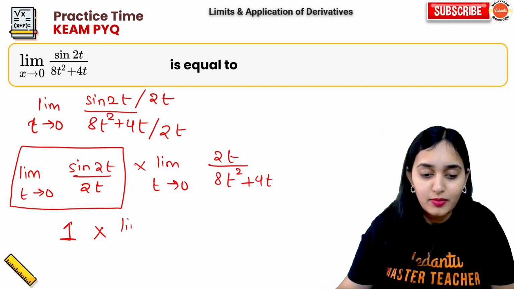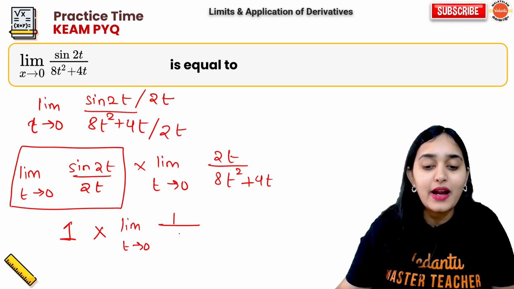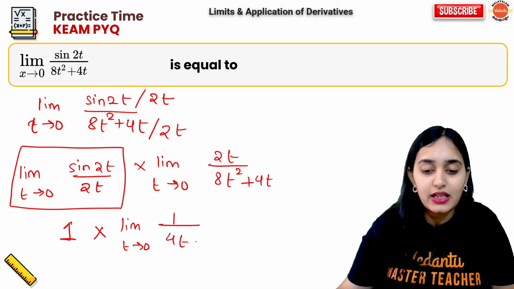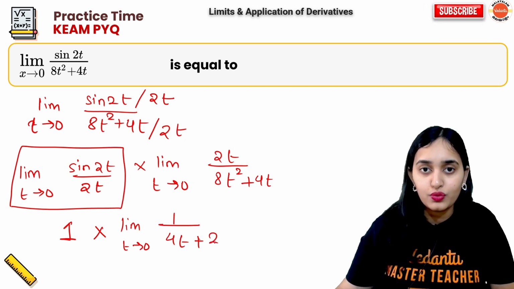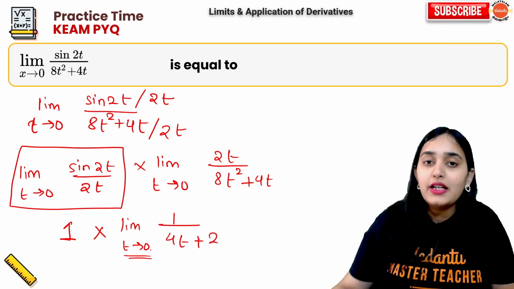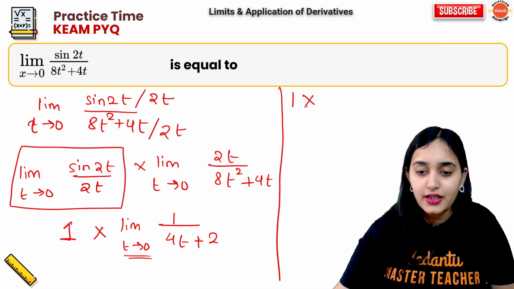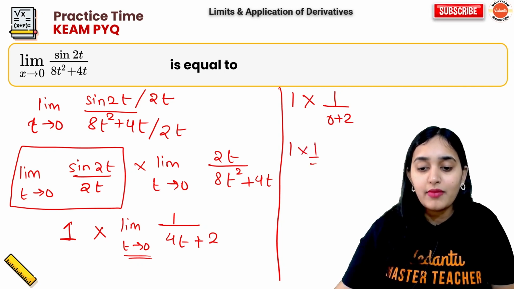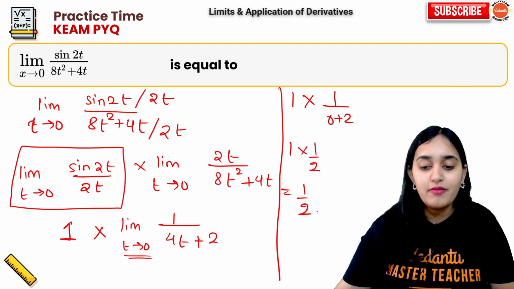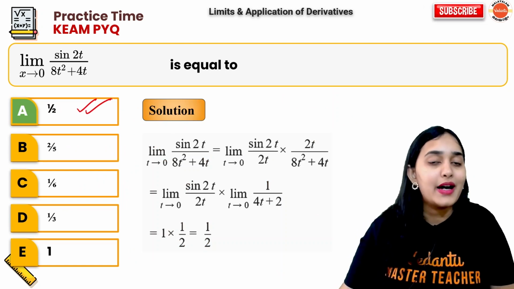Let's see what will happen if we divide t square plus 4t by 2t. So our answer will be limit t tends to 0, 1 upon, t square divided by 2t is t by 2, plus 4t divided by 2t is 2, right? Now you put t is equal to 0. So you get 1 into 1 upon 0 plus 2. So this is 1 into 1 by 2. So the answer is 1 by 2.